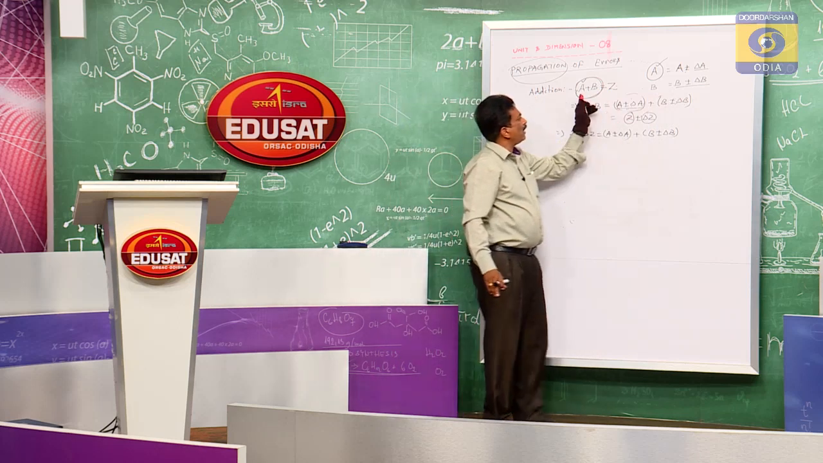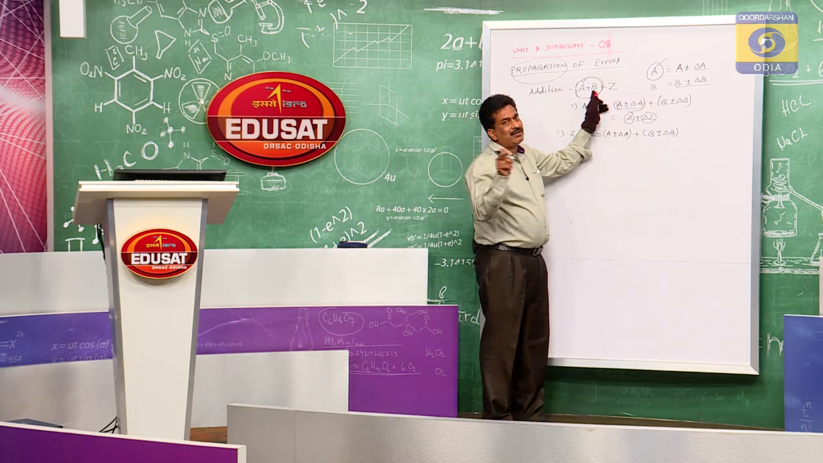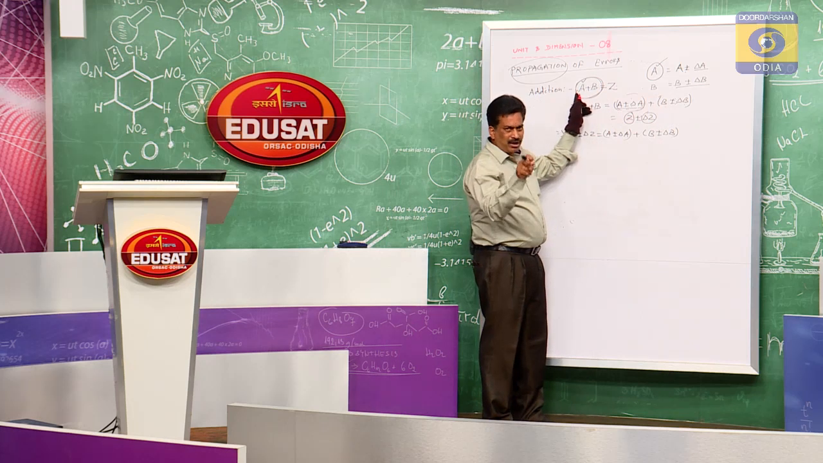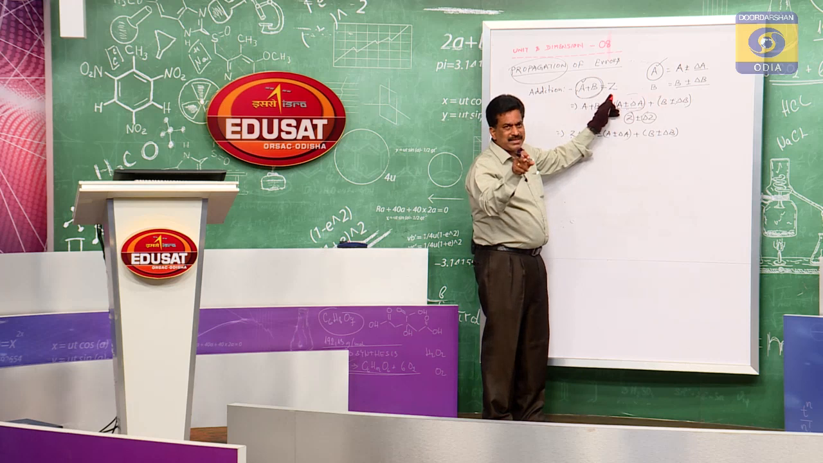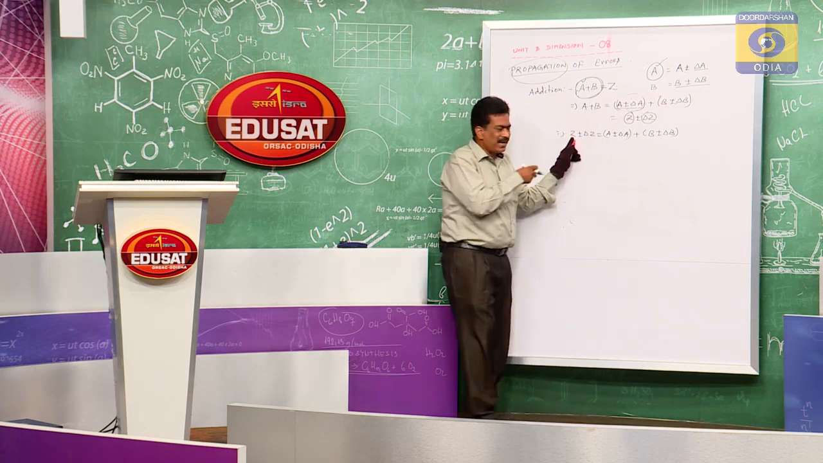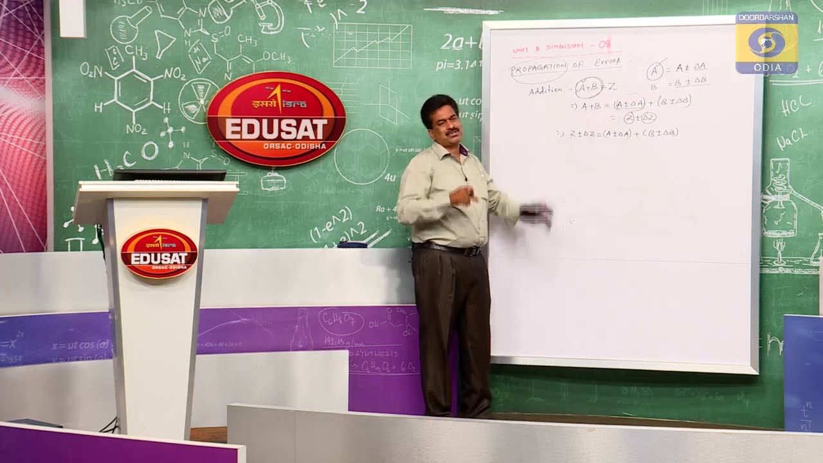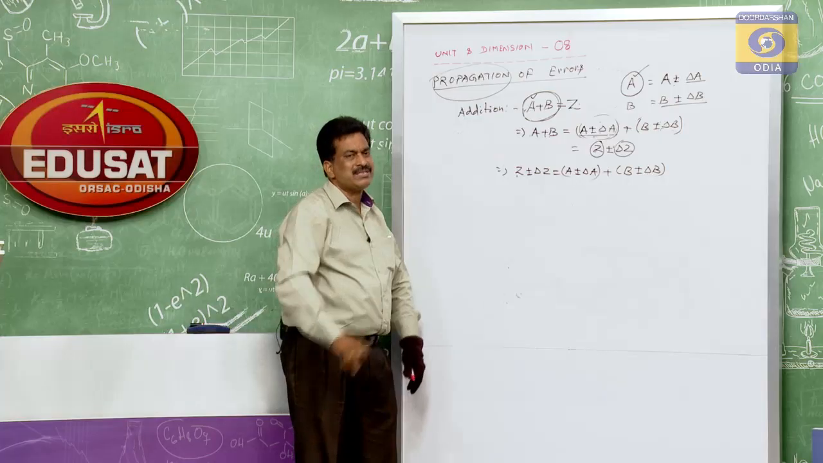So, though A and B are to be added, the real value is Z. But A is not exactly A, and B is not exactly B, so the addition will not be exactly Z. Therefore, we have taken Z with the error, that is plus or minus del Z. So, what are you guessing, my students?